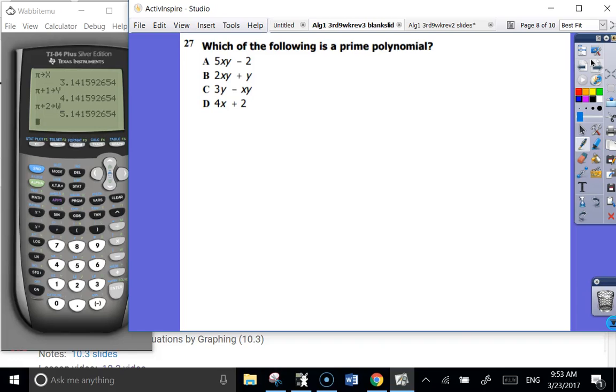On your page, well, in my C, they both have a Y. So there is a common factor. Okay? On mine, it's the A. 5xy and minus 2. There's no common factors. 2. They both have a 2. 4 is divisible by 2. But there is something you could factor from both terms. That's 2. So this concept of prime polynomial, we're supposed to know that.